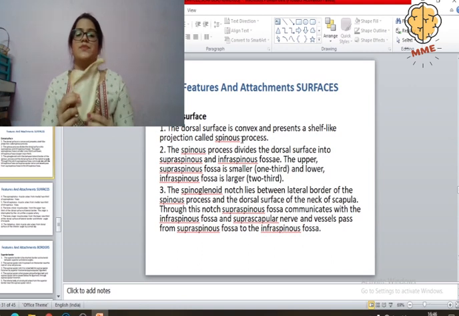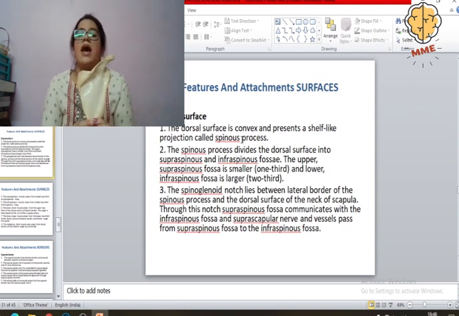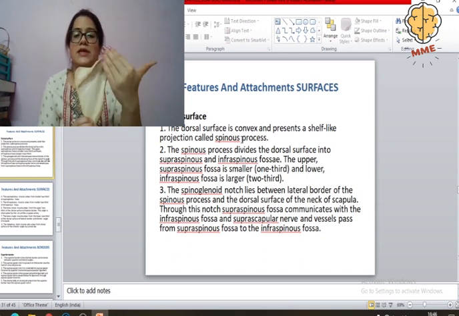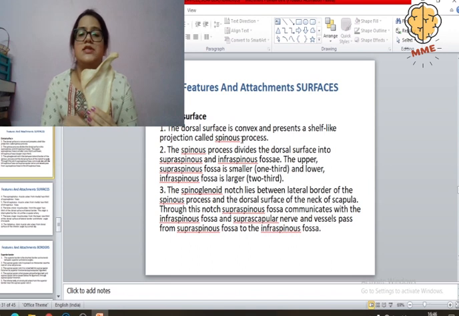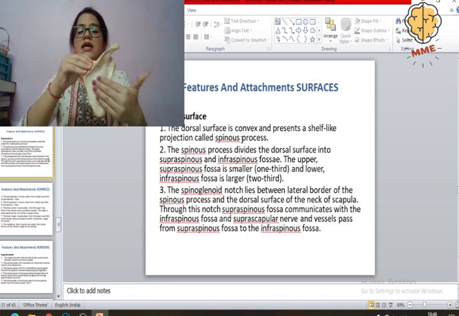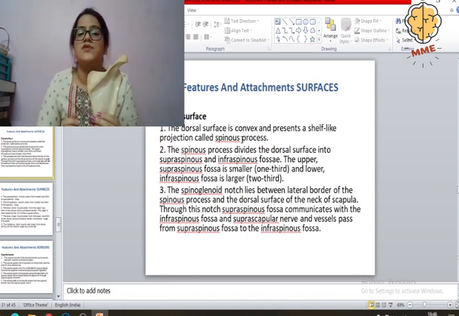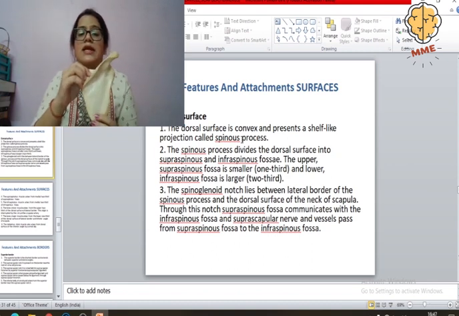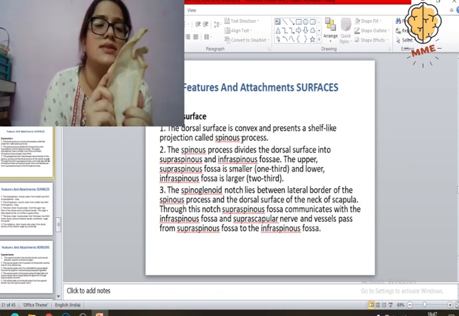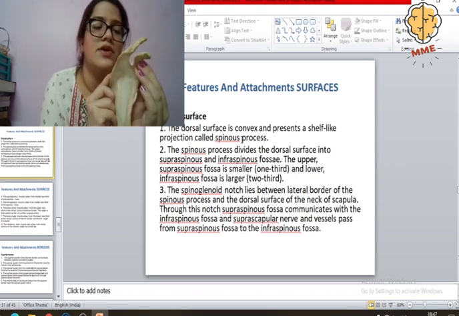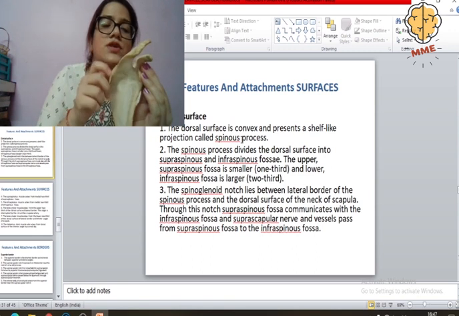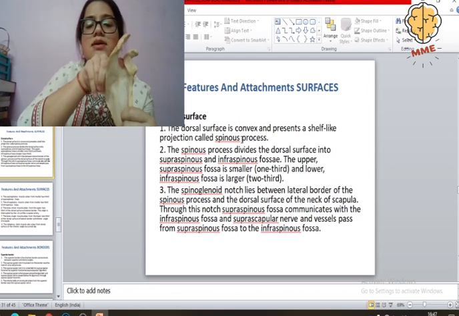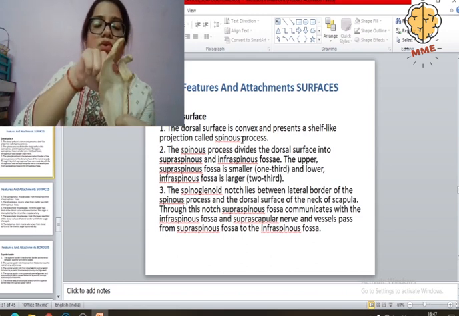Now the dorsal surface. The dorsal surface is convex and presents a shelf-like projection called the spinous process. The spinous process divides the dorsal surface into the supraspinous fossa and the infraspinous fossa. The upper supraspinous fossa is small, about 1/3, and the infraspinous fossa is 2/3, it's large. Now the spinoglenoid notch. Look properly. This is the glenoid cavity and this is the spine. The notch between them is the very evident spinoglenoid notch.